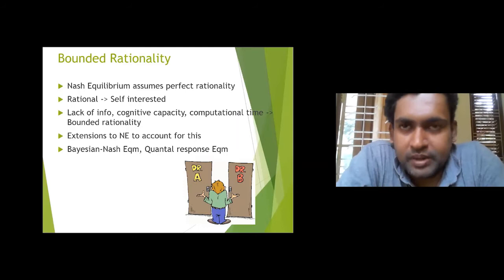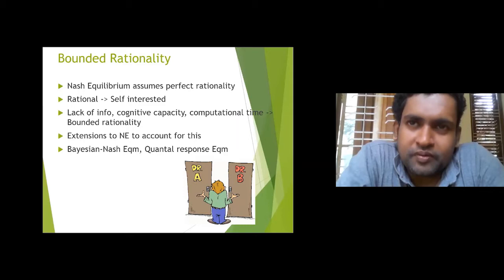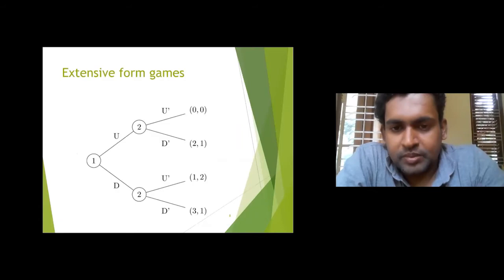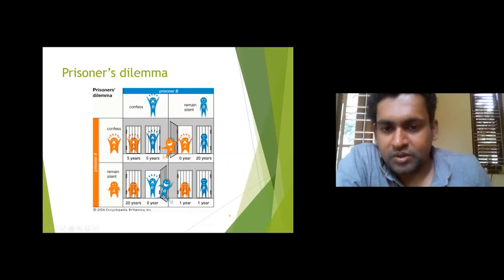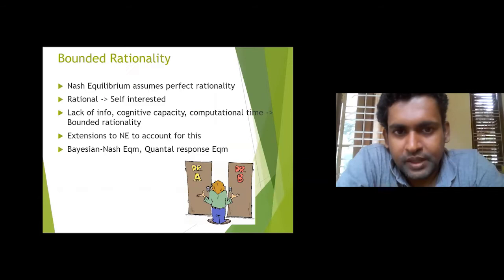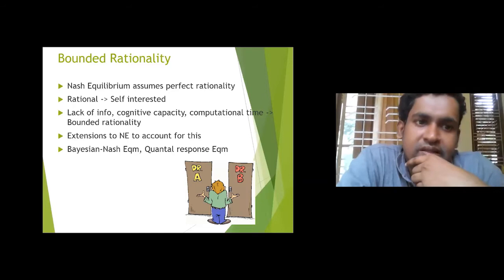Because of that, if you try to apply game theory or Nash equilibrium particularly to a population of humans, it does not really work. People will deviate from what Nash equilibrium says. So for example, here, maybe both parties will not confess, or one person may remain silent because they have other things like emotions, trust, and so on. So they are not always completely self-interested. And if you think being self-interested is the rational thing to do, then of course, humans are not completely rational.